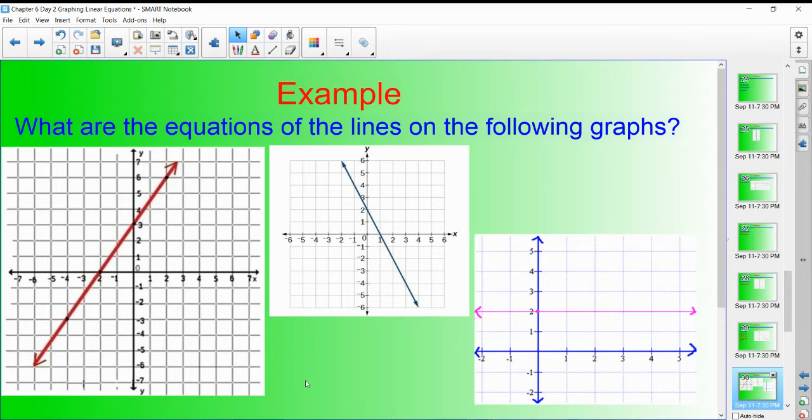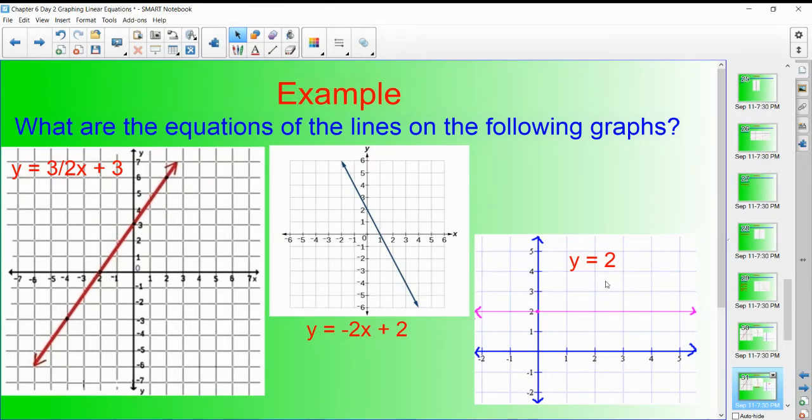Okay, so here are our equations. First one, up 3, right 2. So y equals 3/2 is the slope, x plus 3 is my y-intercept. Here, positive 2 is my y-intercept. I go down 2, right 1. So negative 2x plus 2. And this one, the slope is 0. So I can write y equals 0x plus 2. But y equals 2, y equals is the equation of a horizontal line. y equals 2 means a horizontal line at a height of 2.